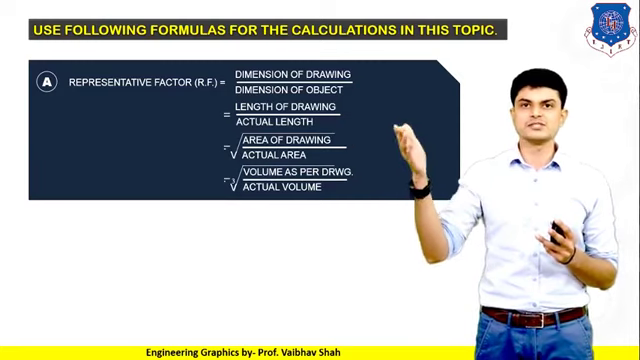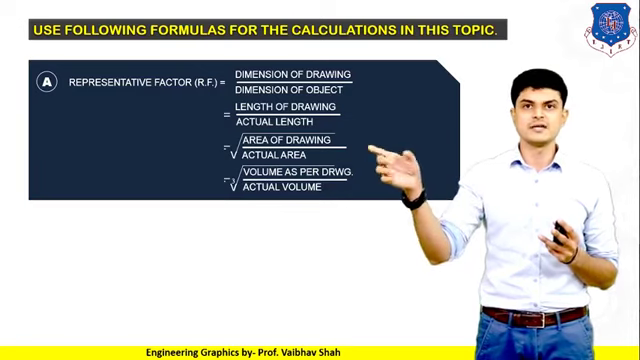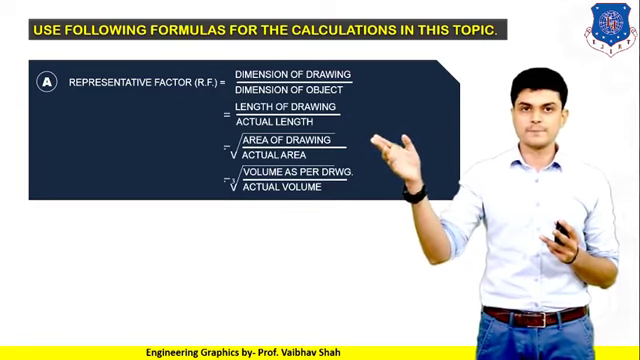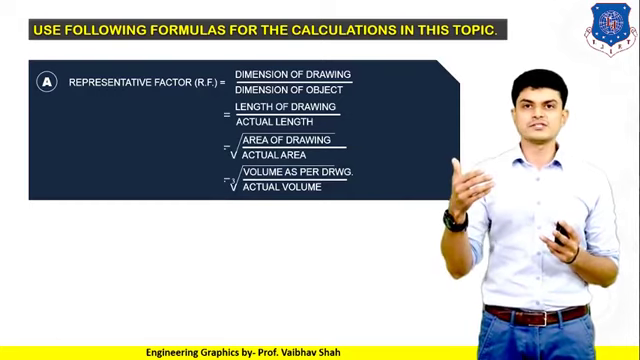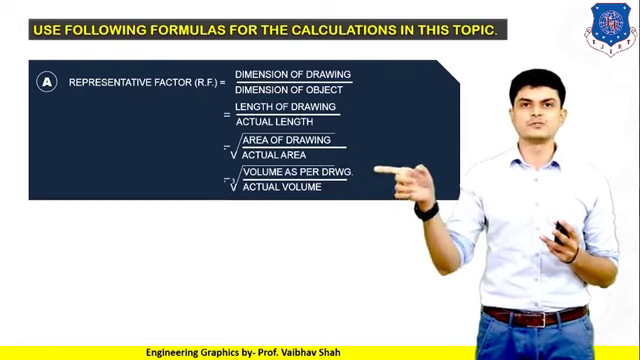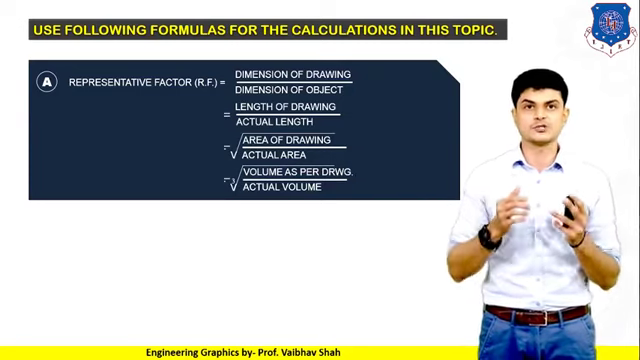Then, if the dimension is in the form of area, then we can modify this equation like this: square root of area of the drawing upon actual area. And if your dimension is in the form of volume, then we can use this equation: cube root of volume as per the drawing upon actual volume.